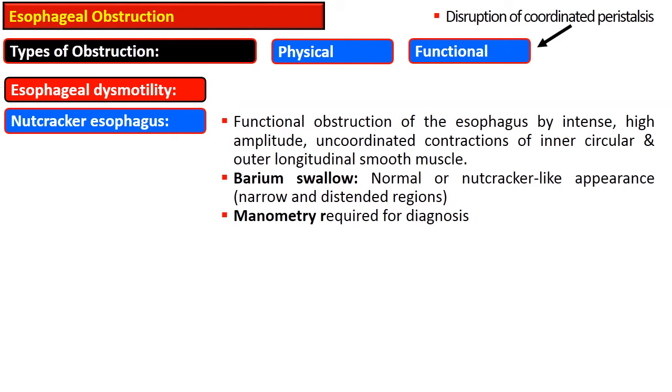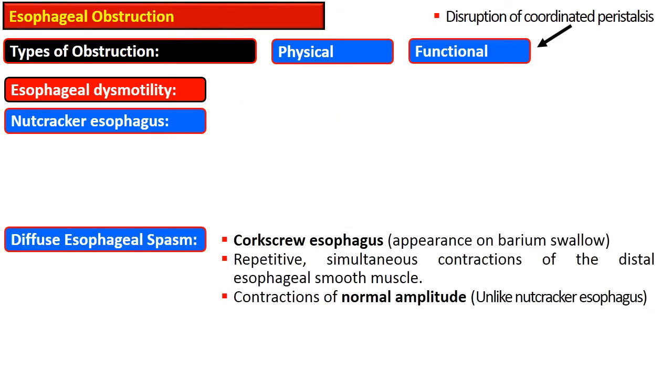The dysmotility of the esophagus results in three patterns, and one is the nutcracker esophagus. That is the functional obstruction of the esophagus by intense, high amplitude, uncoordinated contraction of the inner circular and outer longitudinal smooth muscle. The barium swallow shows normal or nutcracker-like appearance. That means there are narrow and distended regions present within the esophagus on barium swallow, and manometry is required for the diagnosis of this condition.